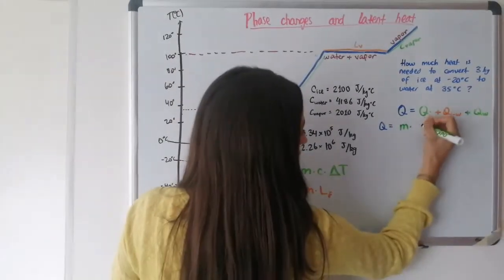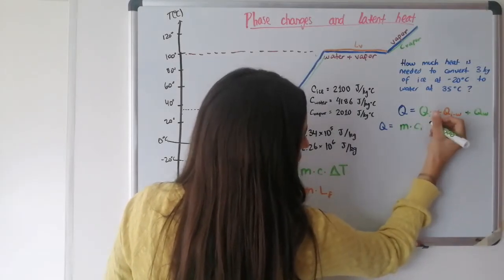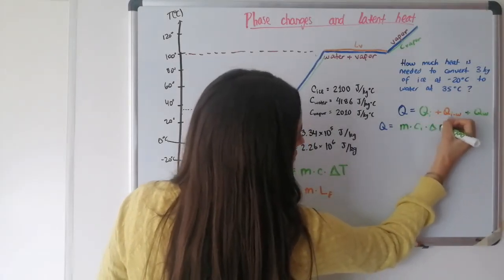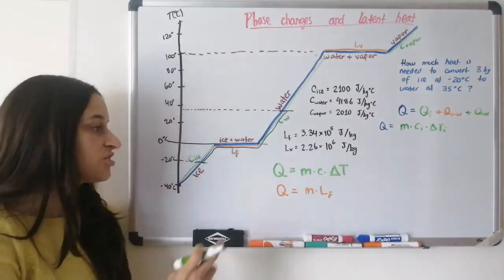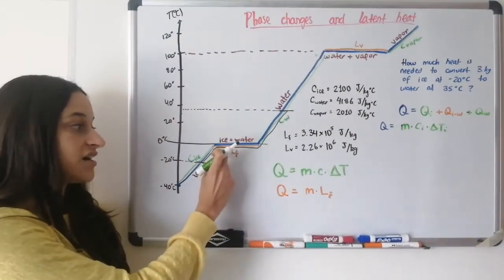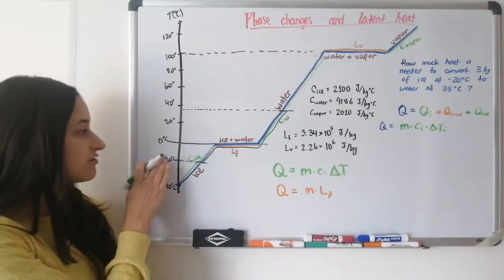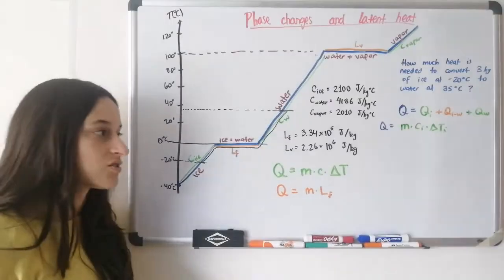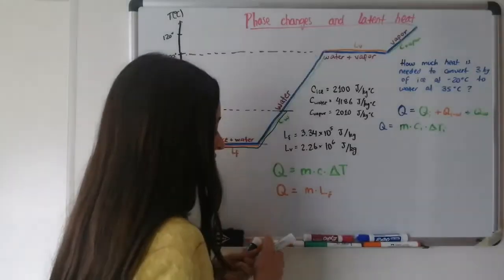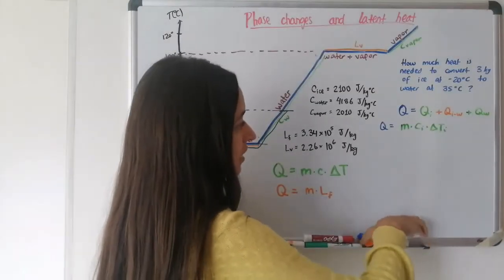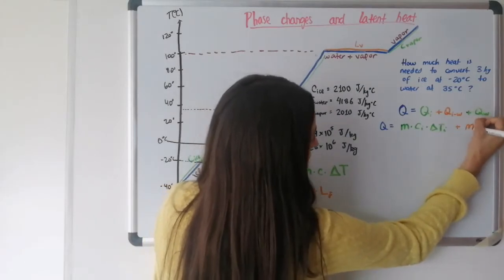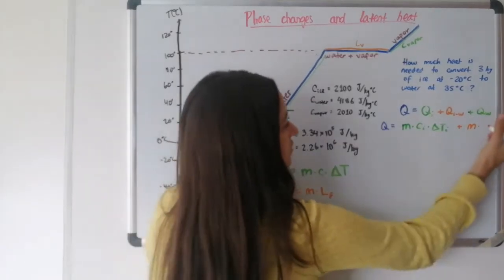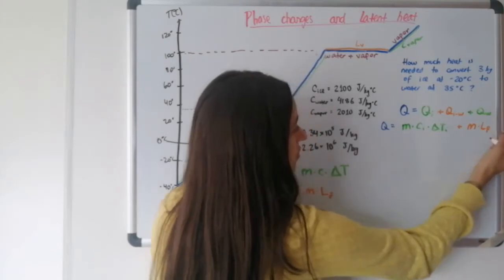So this is m, c of ice, because we're talking about ice, times the delta T of ice. Right here, we're only going to put the change in temperature that occurred when it was ice. In our case, it's from -20 to 0, so it increased 20 degrees. So we have m c of ice, delta T of ice. Then our second equation is going to be m times LF. That's the only thing we put in this equation.